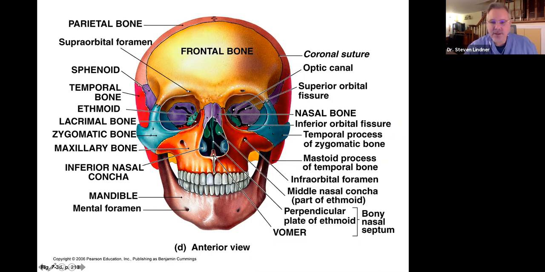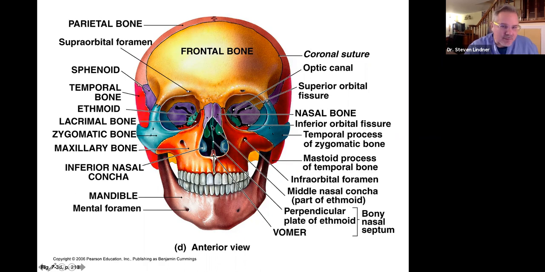Now, when we look head on, here's our nasal bone. When we look inside the nose, we see this septum, this nasal septum, but the septum is made up of two parts. There's the lower portion called the vomer, and then as we move higher up, it's called the perpendicular plate of the ethmoid. Perpendicular plate of the ethmoid.